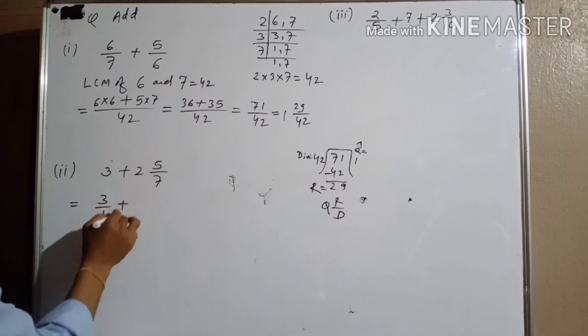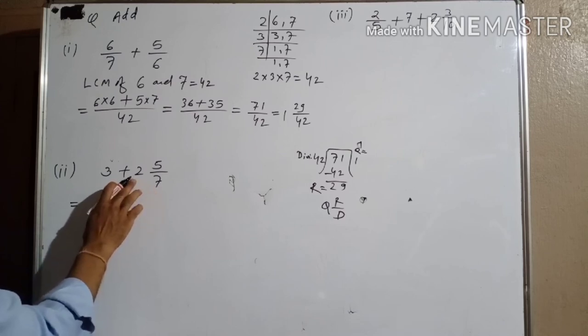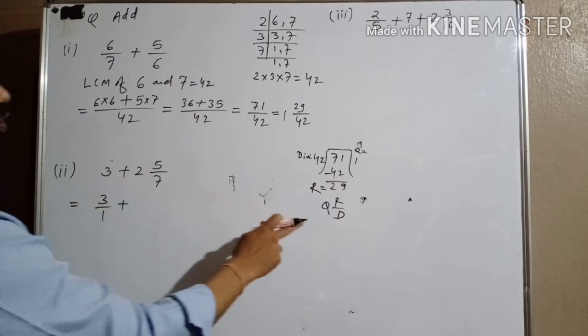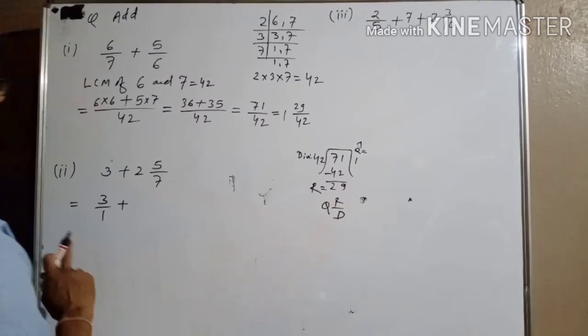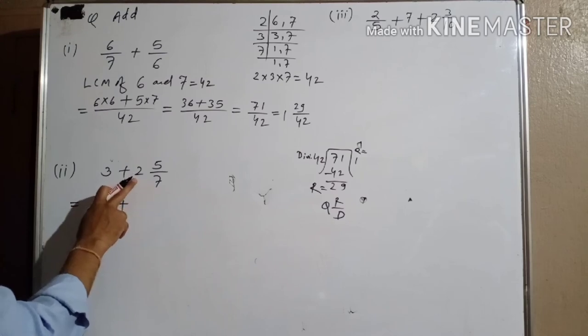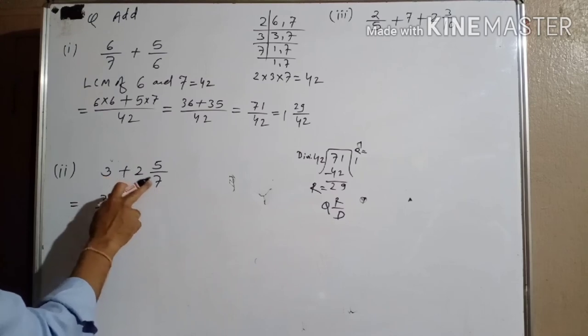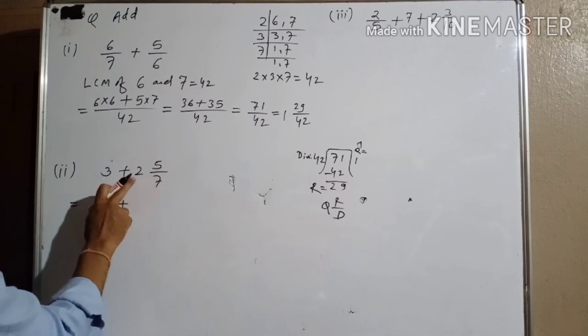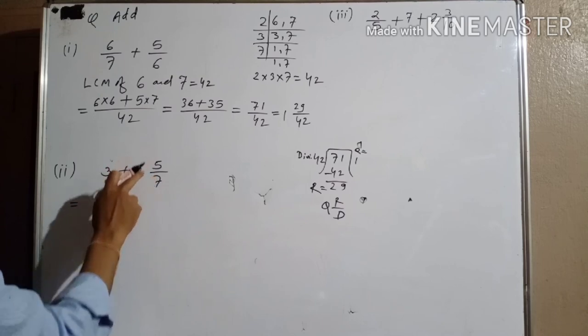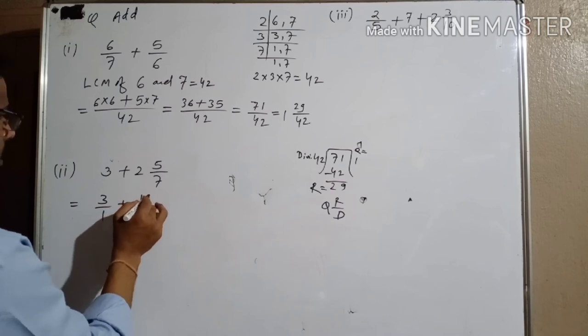Now 7 twos are 14. Okay, how will you change it? Do QRD, right? QRD, that is, quotient and divisor multiplied plus remainder. Here 7 twos are 14. This Q, this R and D. So 7 twos are 14, 14 plus 5 is 19. We get here 19 upon 7.